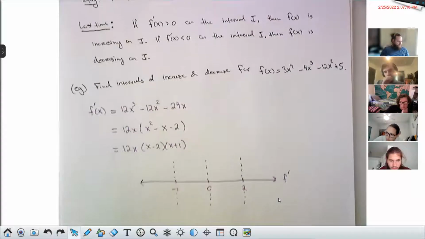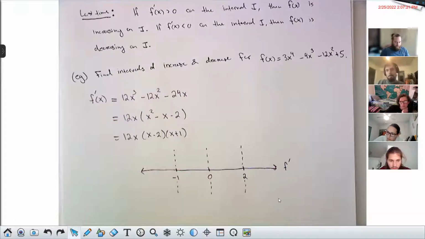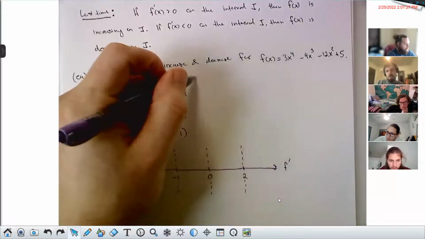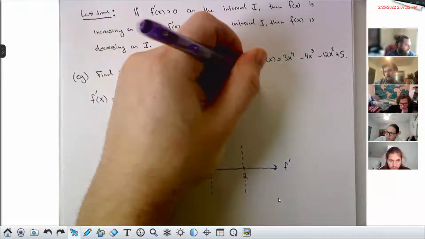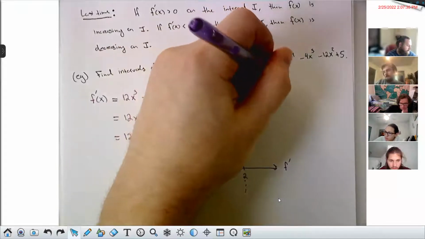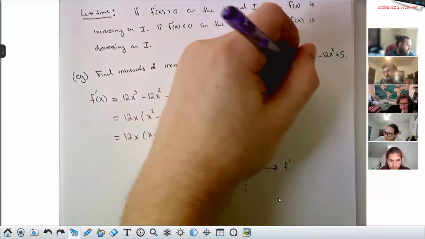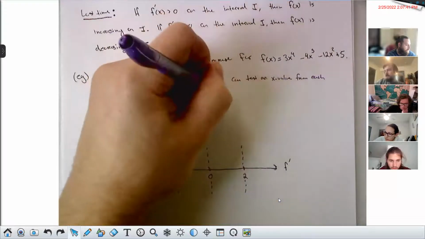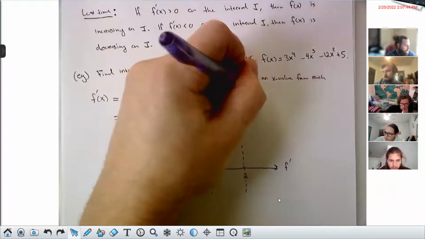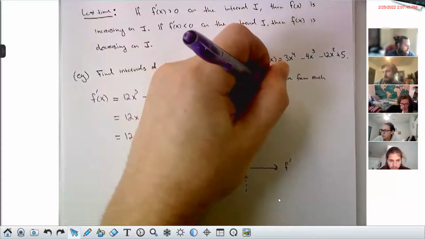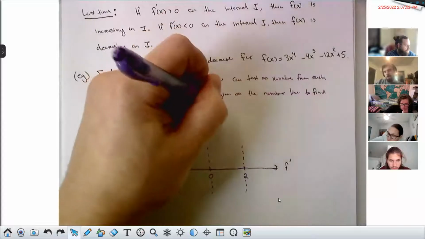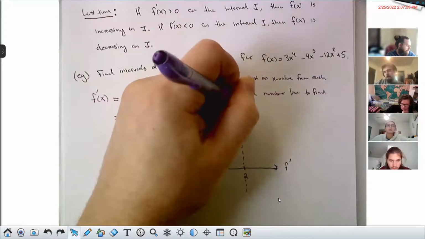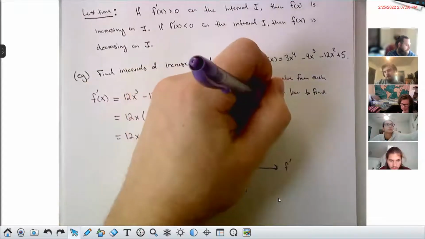The approach that is taught in pre-calculus that most people go with is to test a point from each region. So you can test an x value from each region on the number line to find the sign of f prime in that region.